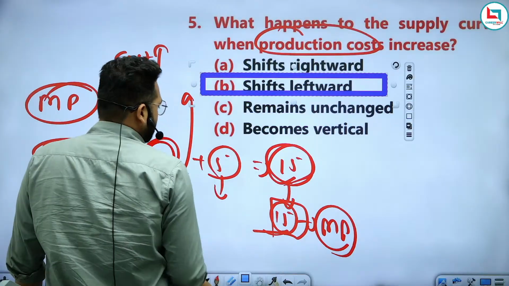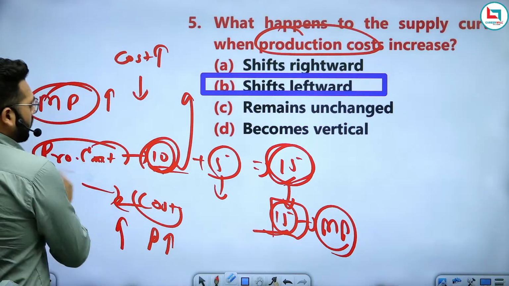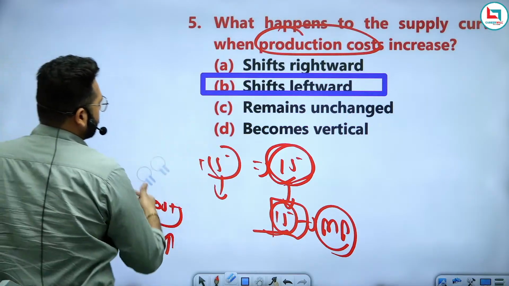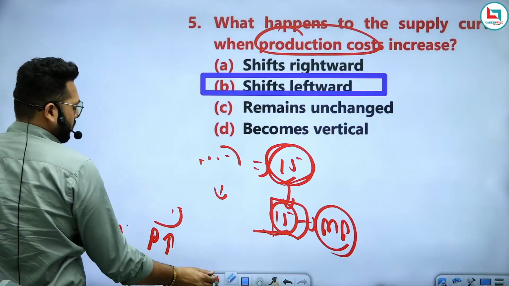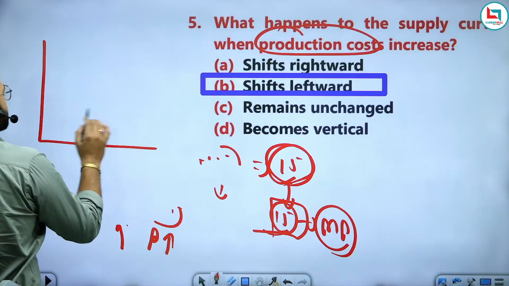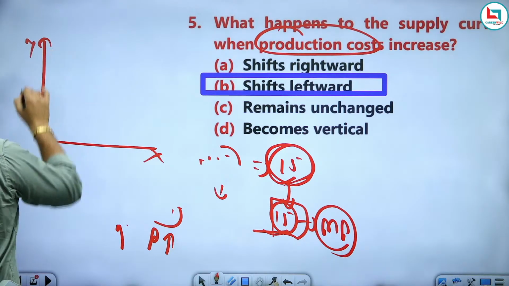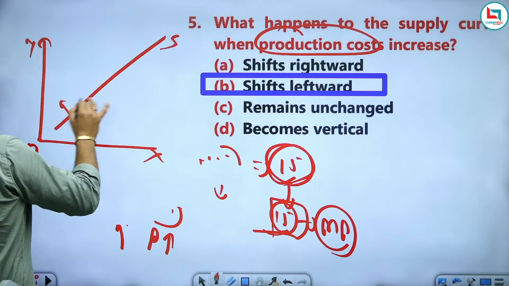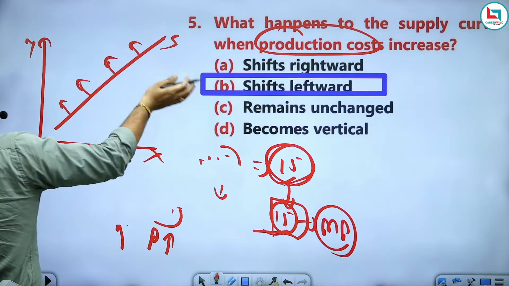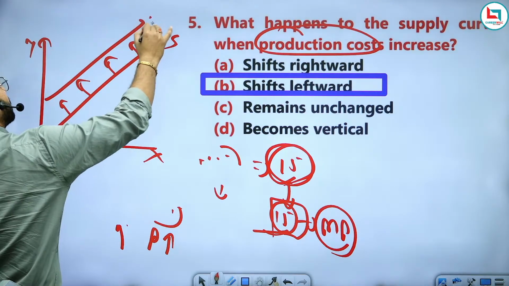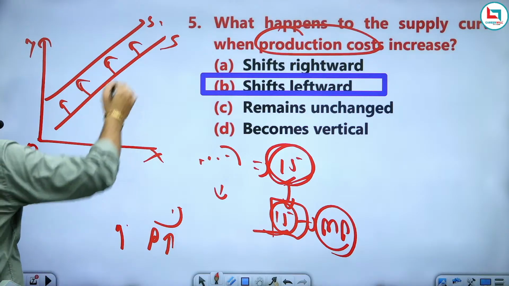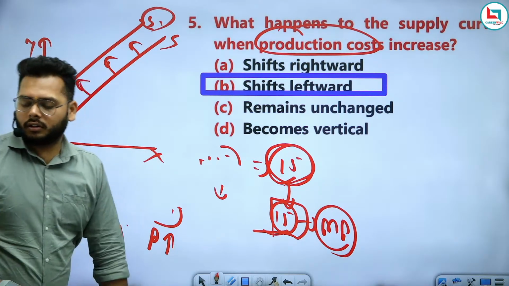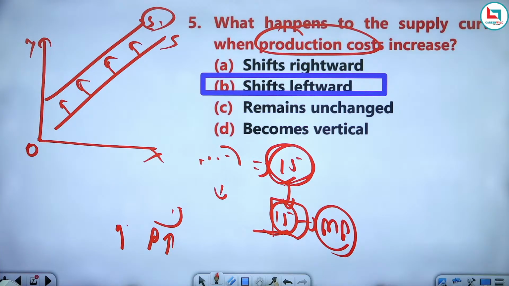Let's say like this. Let's say this is the x-axis, this is the y-axis, 0, and this is the supply curve, let's say S. If the supply decreases, it will shift toward the left to another supply curve, let's name it S1. Clear to everyone or not? Am I clear to everybody or not?